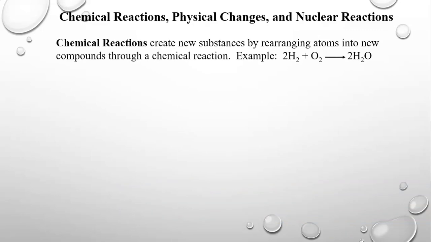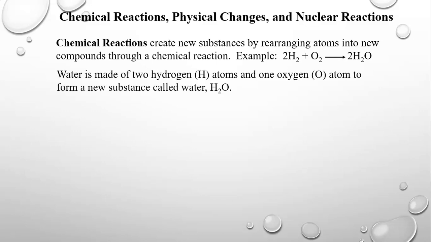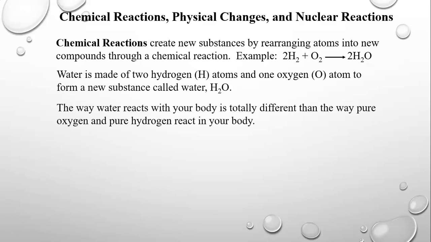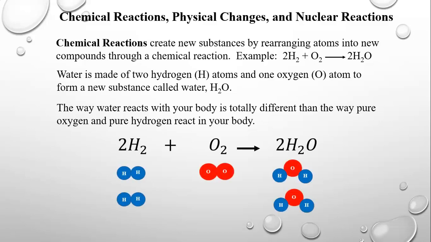Okay, chemical reactions create new substances by rearranging atoms into new compounds. Water is made of 2 hydrogen atoms and 1 oxygen atom to form a new substance called water, H2O. The way water reacts with your body is totally different than the way pure oxygen and pure hydrogen react with your body. In other words, if you were to drink some liquid hydrogen and liquid oxygen, you'd probably kill yourself because they're hundreds of degrees below 0. They're really, really cold. So they're not going to react in your body the same way as H2O does. So eating the reactants and eating the product doesn't have the same effect on your body.